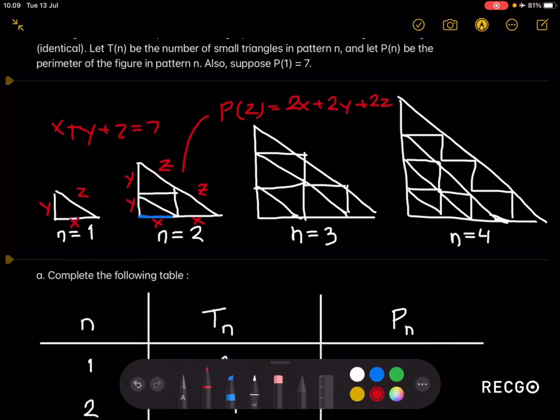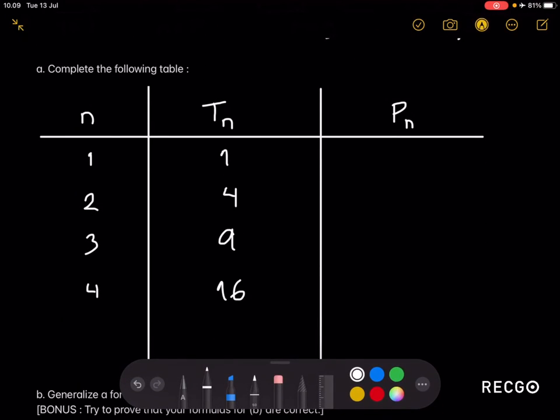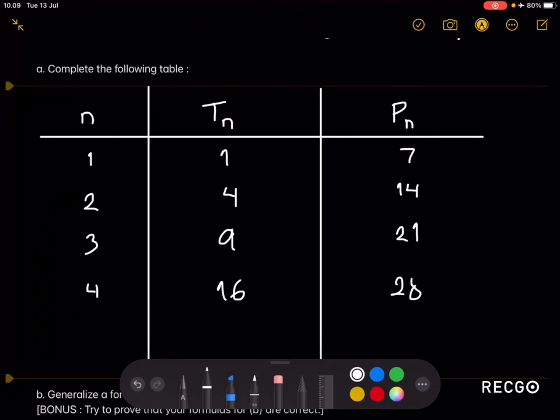Notice that we can factor out a 2 and then substitute our value for x plus y plus z to get a perimeter of 2 times 7, or 14. We can apply this rule to every single pattern right here, and you'll notice that the perimeters are multiples of the first pattern. So we have 7, 14, 21, and 28.